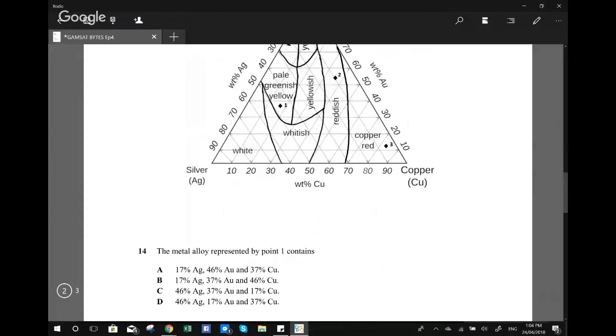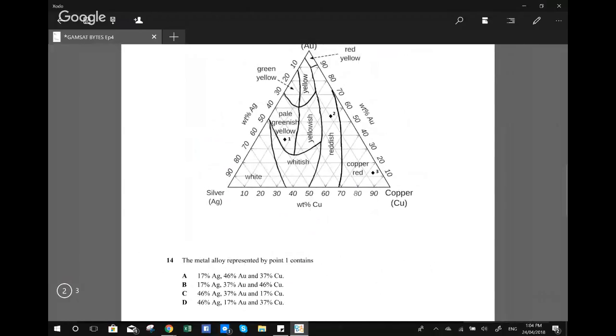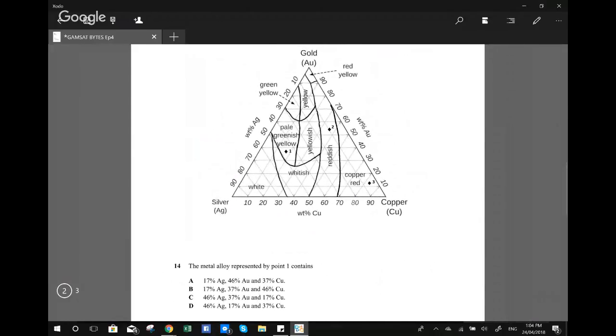Question 14: the metal alloy represented by point 1 contains. So let's go to point 1. And notice how they haven't told us how to read off the graph. This is probably where most people would get a little bit freaked out by a question like this. They have not told us how to read off this graph. The GAMSAT is very much about problem solving. And so really what I'm going to show you here is how you can stumble across the answer, just using a bit of trial and error.